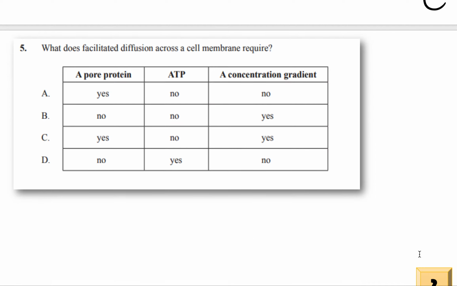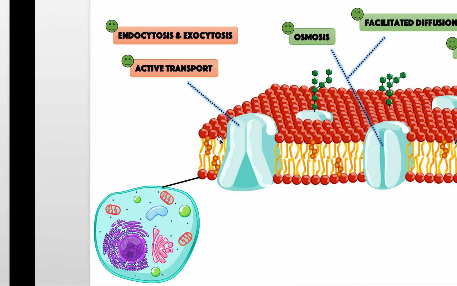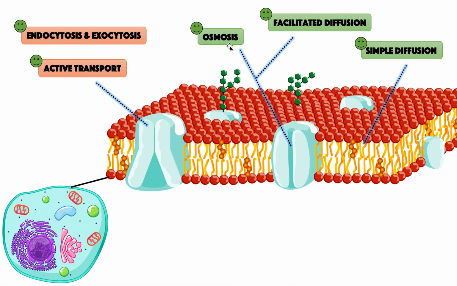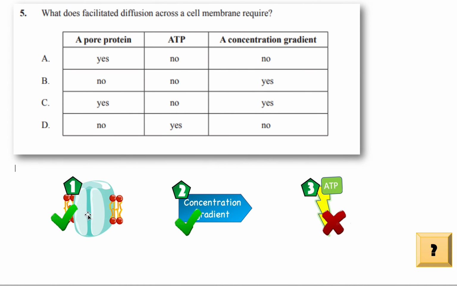Okay, we got one more here. This one is interesting. So, what does facilitated diffusion across a cell membrane require? So remember, I always emphasize this, when we think about any type of membrane transport mechanism, you got to think of three things. Does it need a protein? Does it need a concentration gradient? And does it need ATP? If you can answer these, yes or no, then you'll know which one we're talking about.